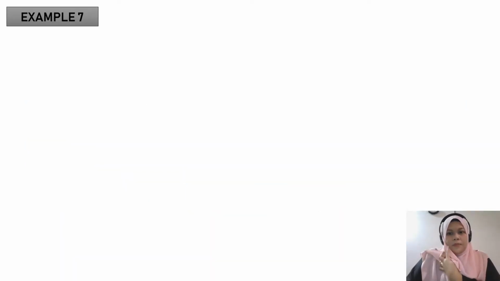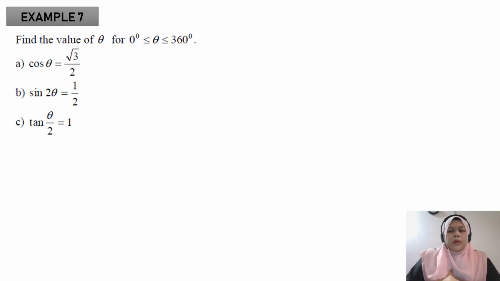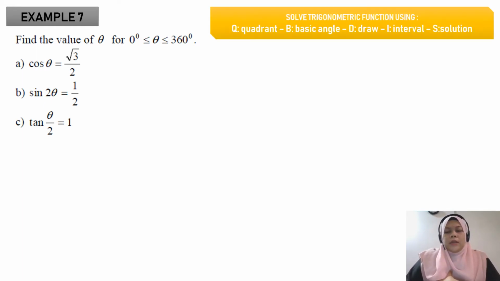Alright, let's see example 7 here. Okay, so now we are going to solve a trigonometric function. This is just a linear trigonometric function. The 5 points that you need to know in order to solve a trigonometric function is Q, B, D, I, S. Q is for quadrant, B is for basic angle, D is for draw, I is for interval, and S is for the solution. So let's see the first example, cos theta equals to square root 3 over 2.